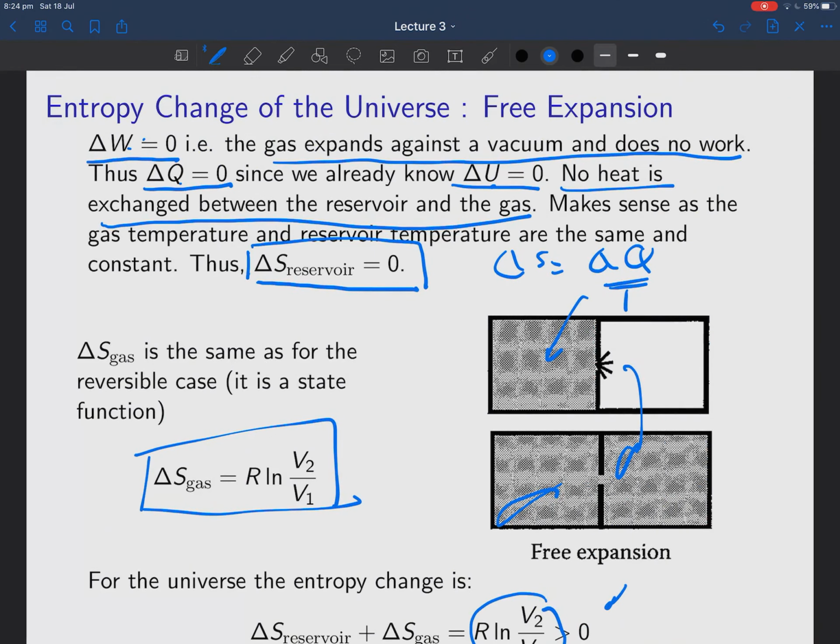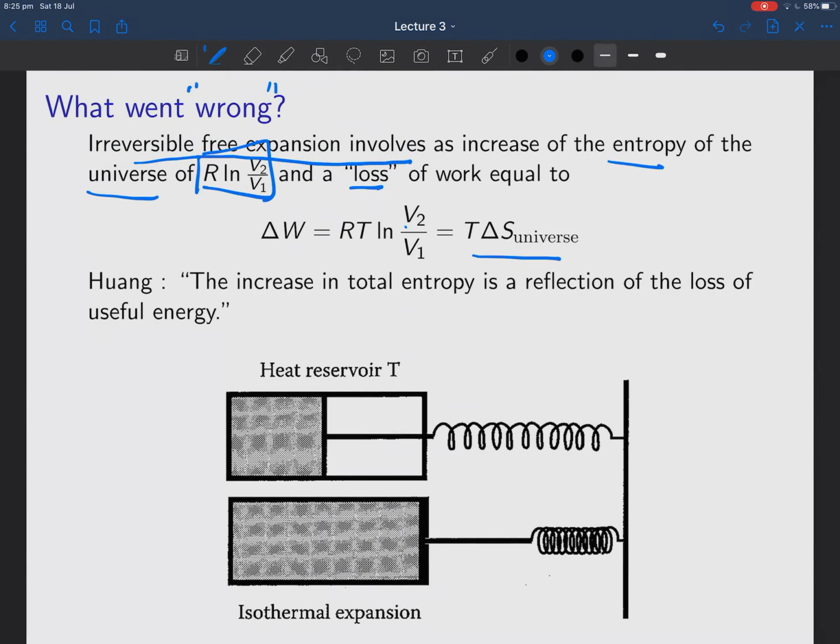We did some work. Okay, in the reversible case, we basically just stuffed up entirely. We didn't store any energy. We didn't do any work. And we've lost this work. Well, how much work have we lost? We lost a work which is this, we know, and that turns out to be T delta S universe. And as Huang says, the increase in total entropy is a reflection of the loss of useful energy.